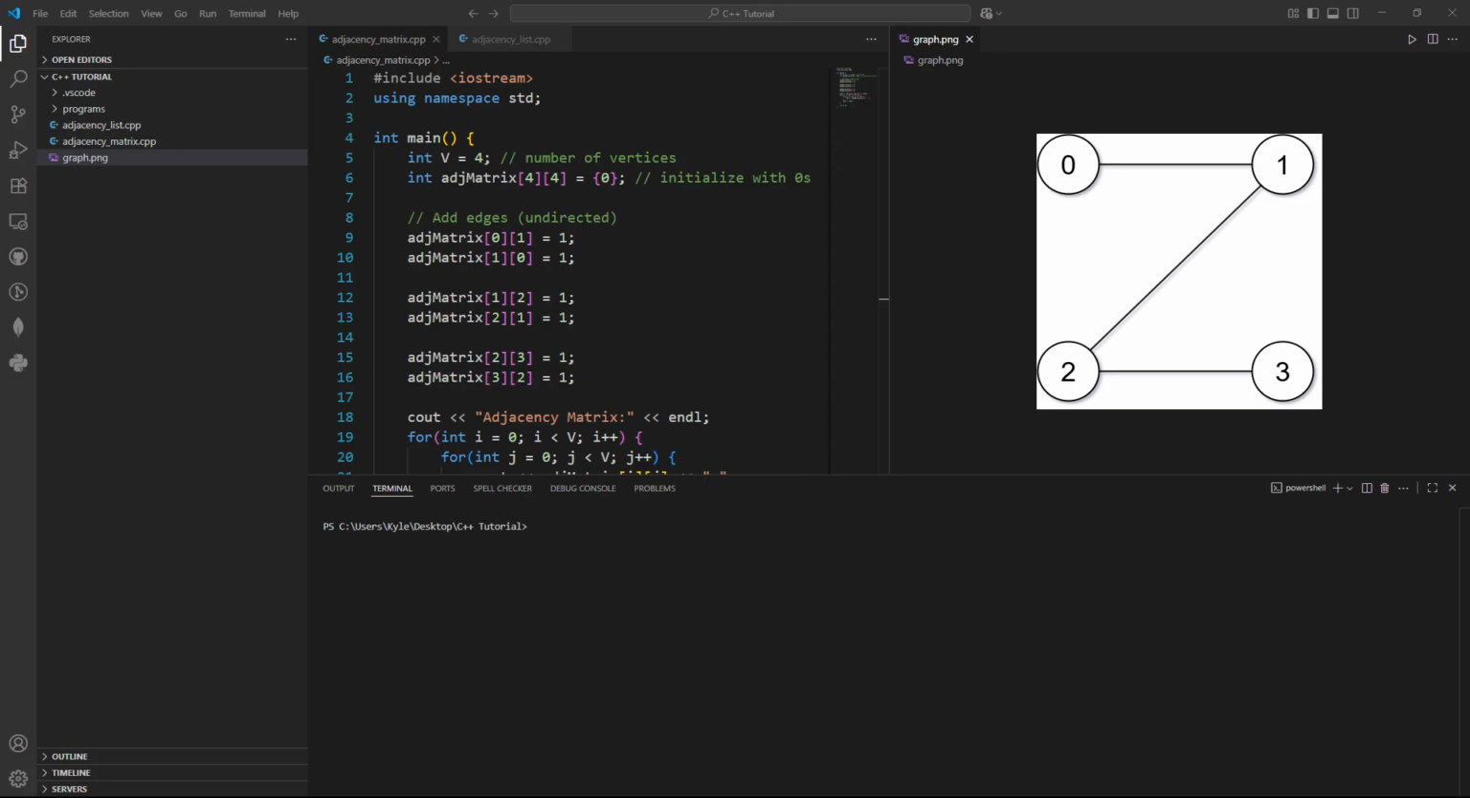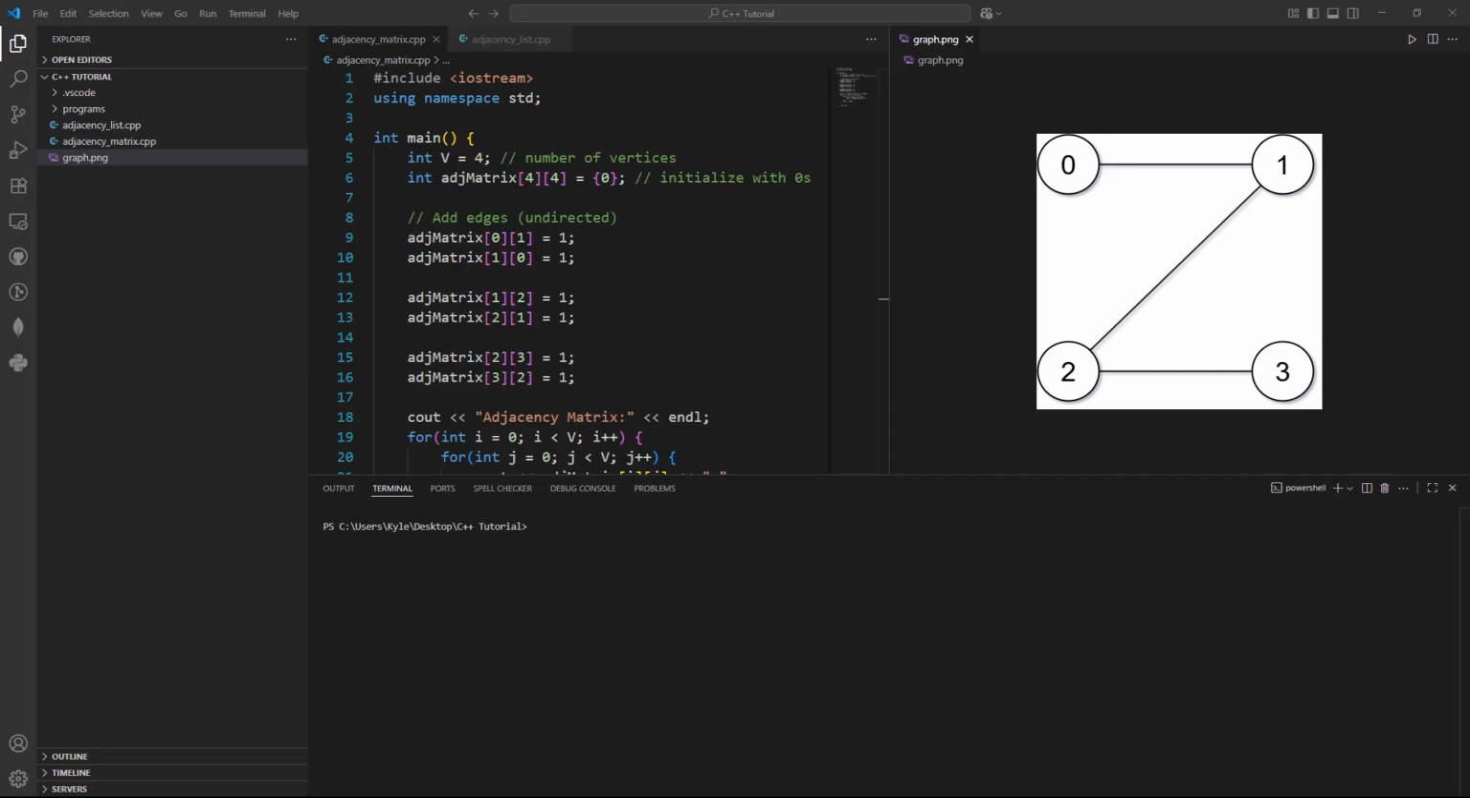Hello. In this video, I will be covering an introduction to graphs in C++, continuing our series on fundamental data structures. So first of all, what is a graph? Well, a graph is a collection of vertices or nodes, which are the fundamental units or points. So for example, 0, 1, 2, and 3 are all the nodes or vertices.